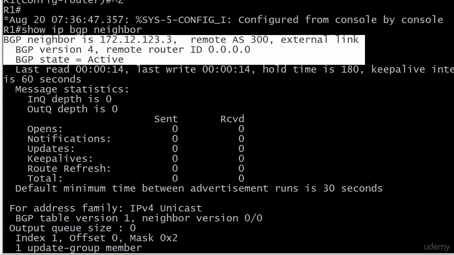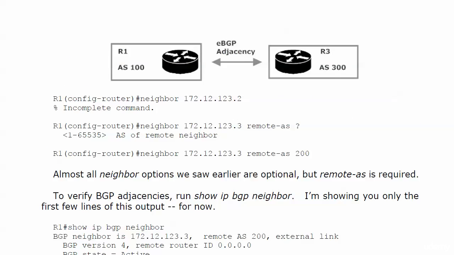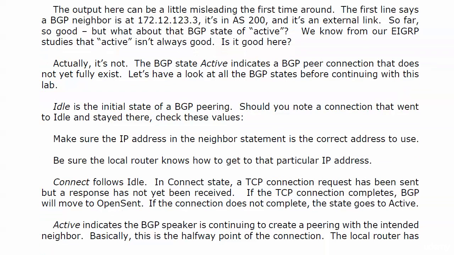And there are some other BGP states that you might not see here during these labs, so I want to show them all to you right now. And this is important stuff because it really helps you spot the issue. First off, our states, we start with idle, and that's the initial state of a BGP peering. And if you have a connection that goes to idle and stays there, I can practically guarantee you it's going to be one of these two things. 99.9% of the time, it's going to be one of these two things.